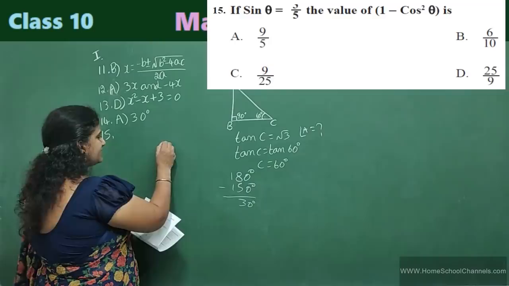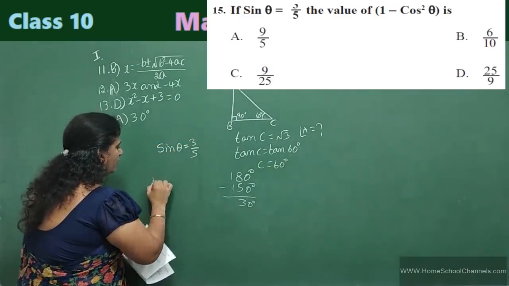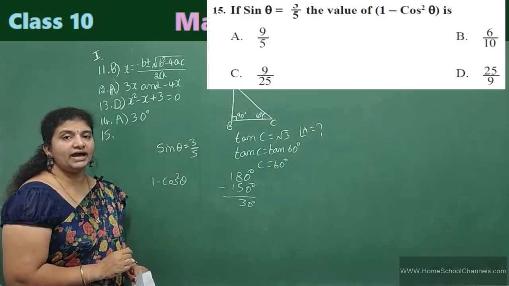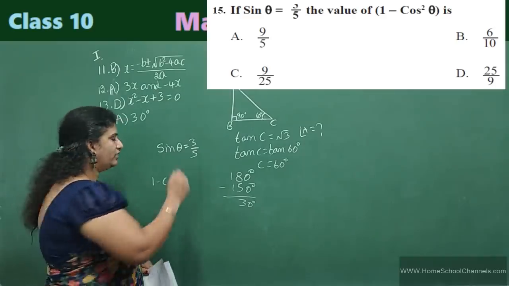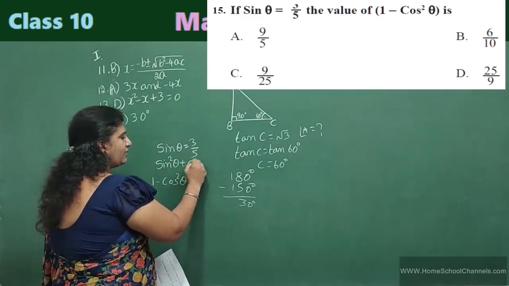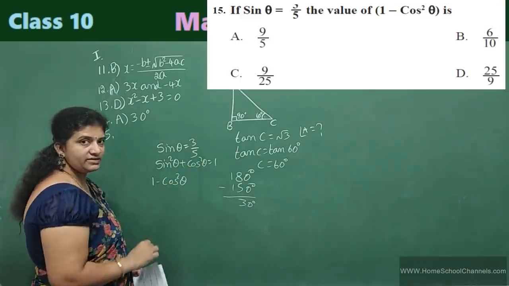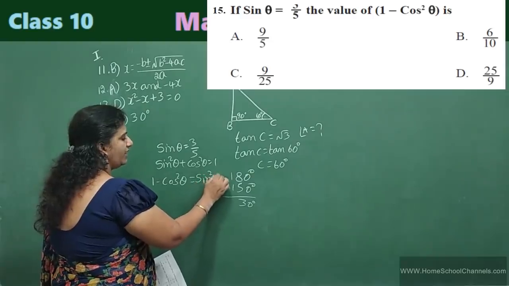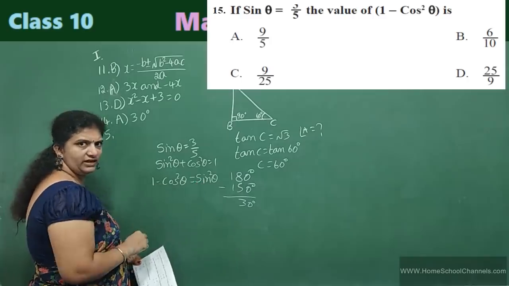15th one, sin theta is equal to 3 by 5. What is 1 minus cos square theta? We know by identity, sin square theta plus cos square theta is equal to 1. Send this cos square theta other side. 1 minus cos square theta is nothing but sin square theta. We need to find this. That is nothing but sin square theta.